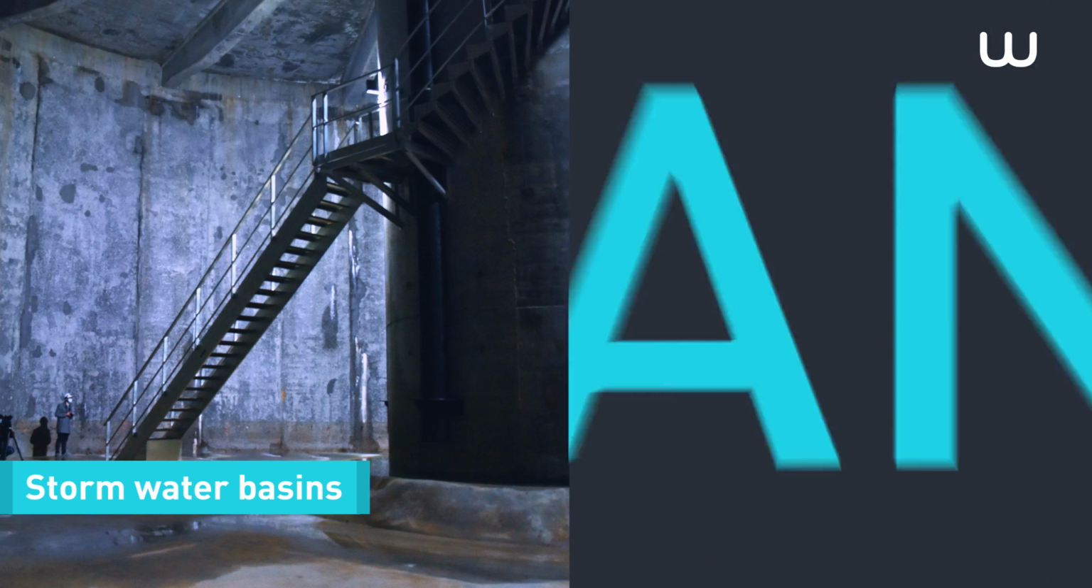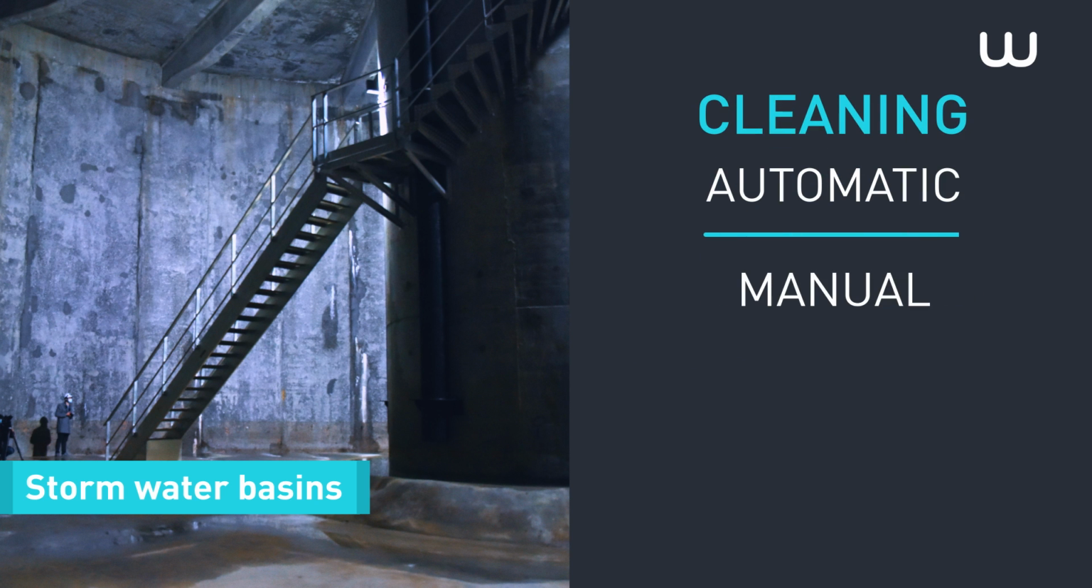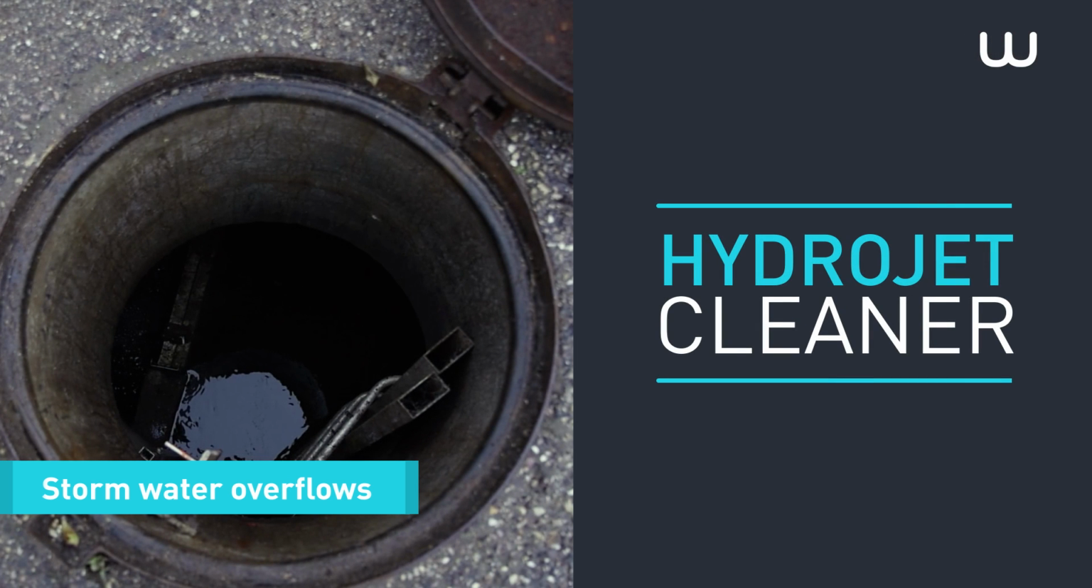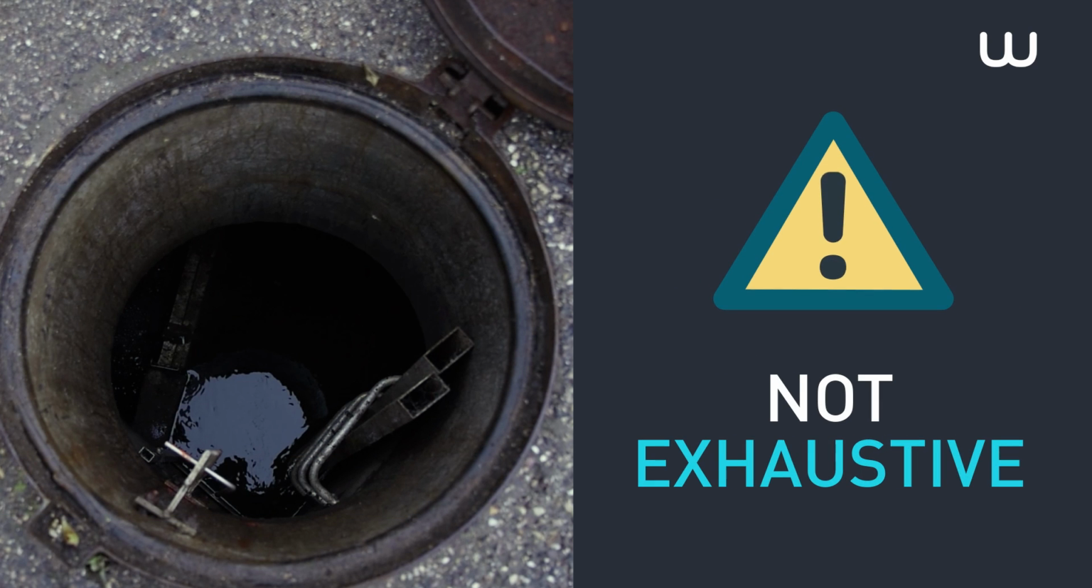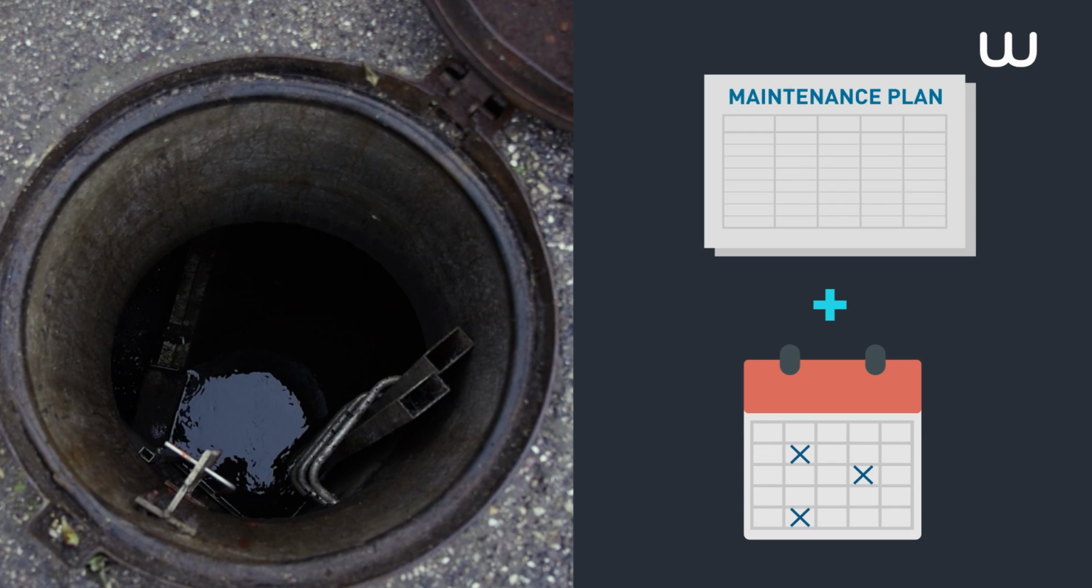Too deep to be cleaned using a hydrojet cleaner, cleaning is either automatic or manual, using a bucket and shovel. Stormwater overflows serve to manage water overflows caused by wet weather. They must be cleaned using a hydrojet cleaner in order to ensure they are not obstructed, which would prevent them from fulfilling their role. Please note, the maintenance operations proposed in this document are not exhaustive. It is important to put in place a detailed maintenance plan with a schedule, which is specific to each facility.